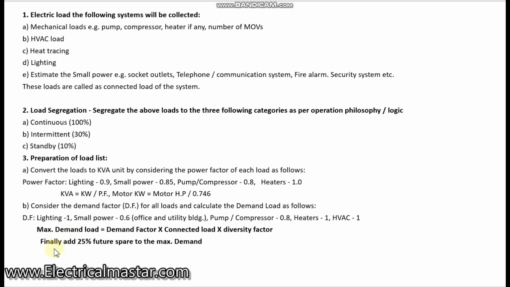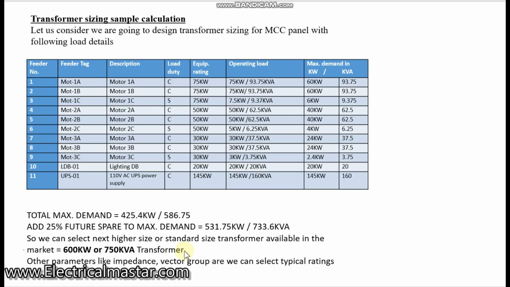And finally, whatever value is coming, you have to add 25% future spare to the maximum demand, that is used for future purposes. That is also our IEC standard. So I will show you one load list. It is for the MCC panel.